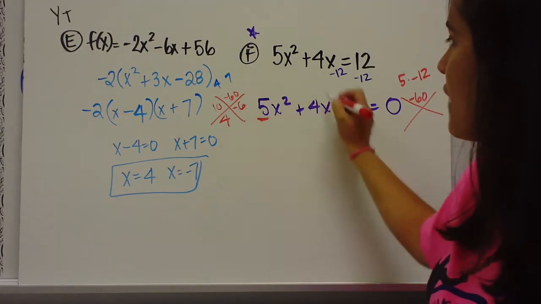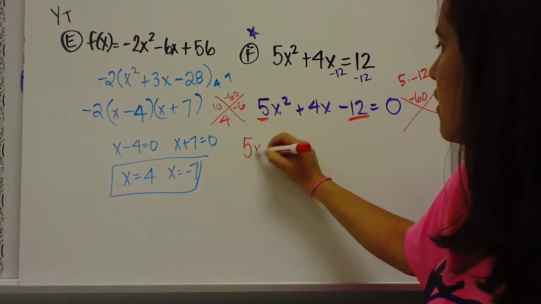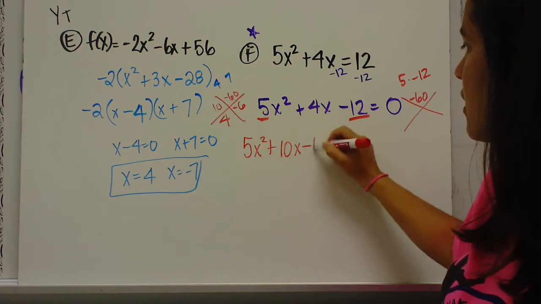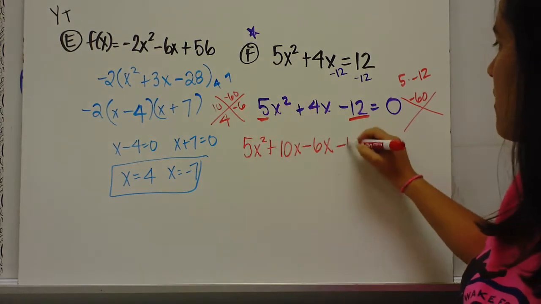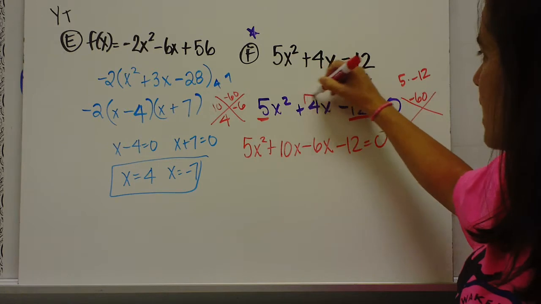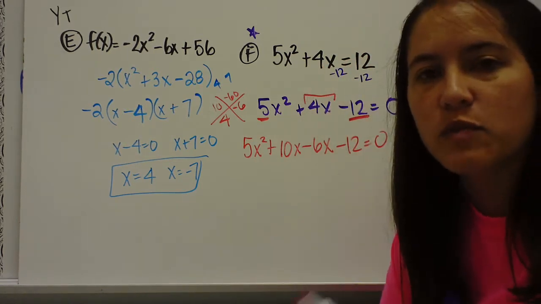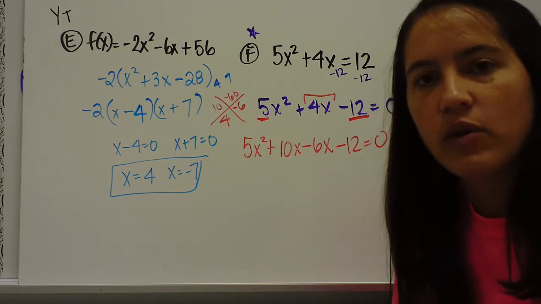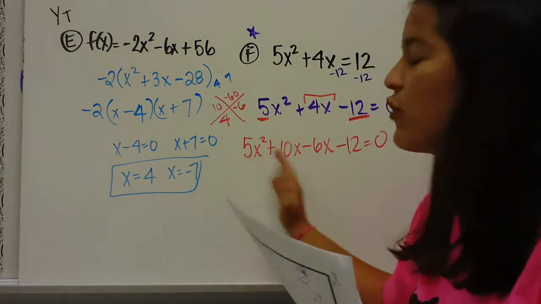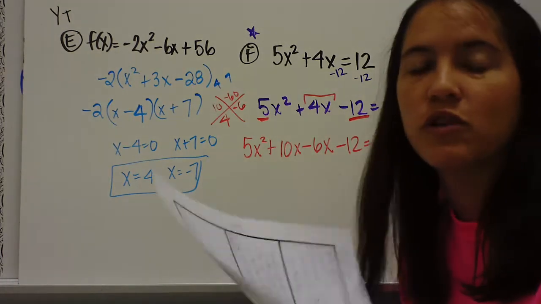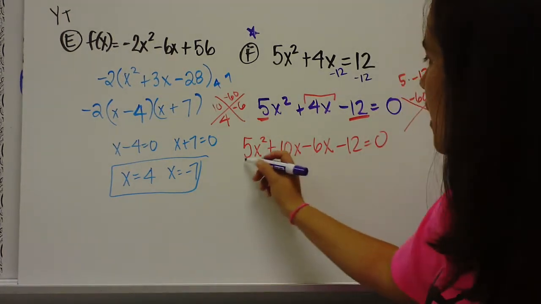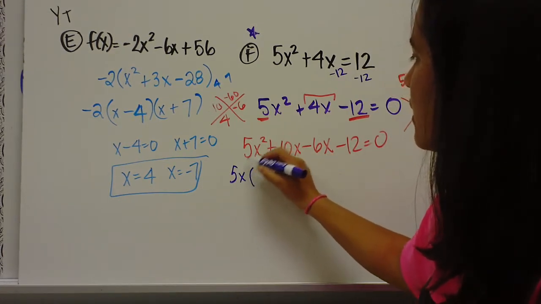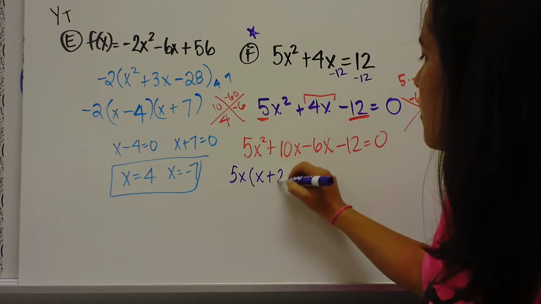So I'm going to put that into my equation right here. 5x squared plus 10x minus 6x and then minus 12. So what I've done is I've taken the 4x and I've split it up into my factors. Now to solve it, I'm going to break this up into two parts, the first two terms and the last two terms. When you factor it out, you should see a pattern. So in 5x squared and 10x, they both have a 5x in common. So when I divide it out, I'm left with x plus 2.